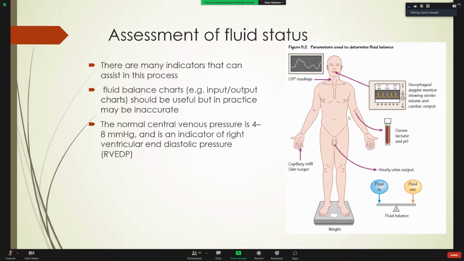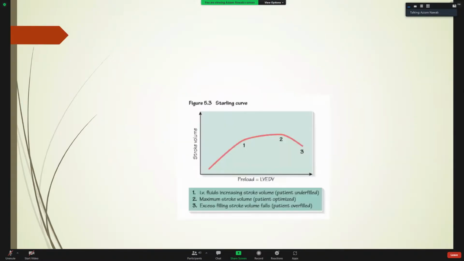We can measure by arterial blood sampling. We can measure the lactate level and pH, and we measure the urine output intraoperatively, which is not reliable because surgery causes a stress response and reduces the urine output. And we can examine the capillary refill and weight of the patient.